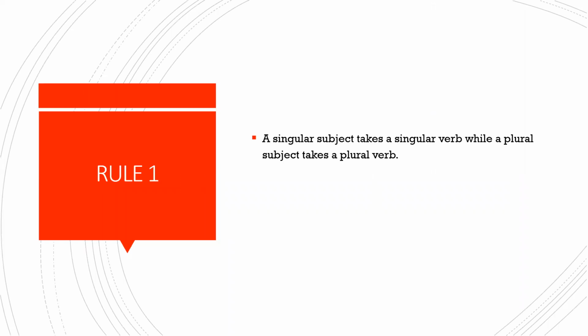Rule 1. The first rule is the simplest one. A singular subject takes a singular verb, while a plural subject takes a plural verb. For example, she eats well. You cannot say she eat well. They eat well. I hope you get the difference here. So if you have a singular subject, always use a singular verb. And if you have a plural subject, always use a plural verb.